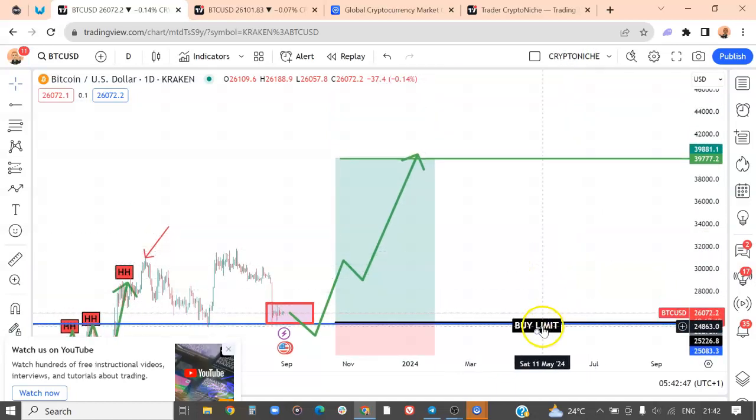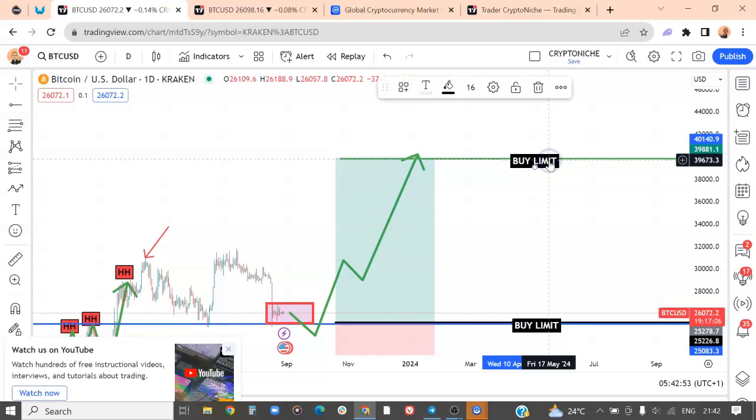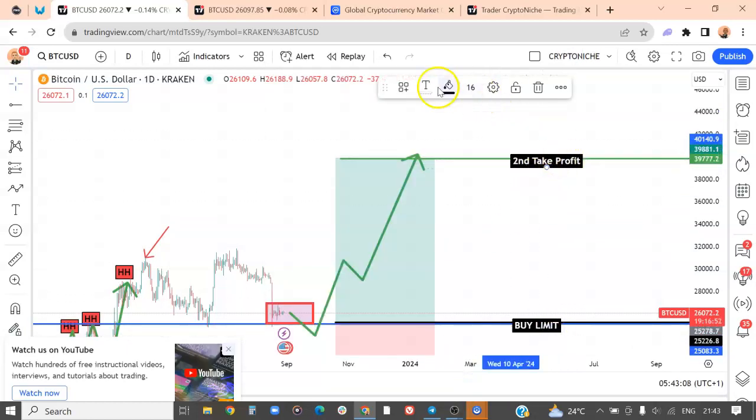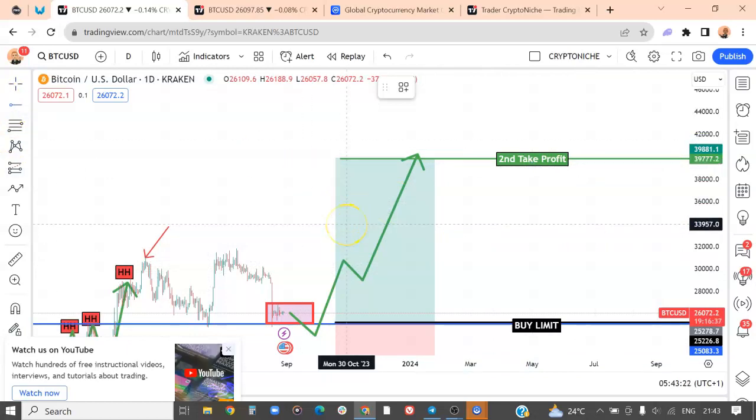Then this is where we're going to take profit from. So let me clone that. This is the take profits. This is the second take profits, and I'll make it green. Then you have your first take profits right here.